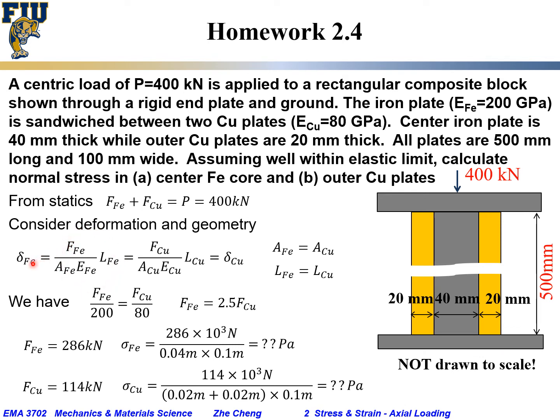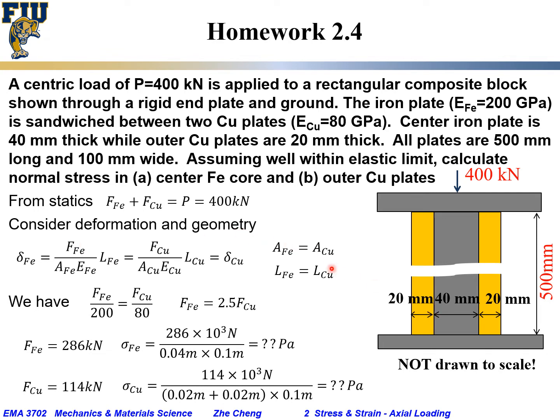The absolute change in length for the center iron piece must be the same as the absolute change in length in the copper piece, which is FCU, the internal axial force within copper, divided by the normal cross-section area for copper, divided by the elastic modulus for copper. So this is one more relationship that we can get after we consider deformation. Same deformation, assuming the deformation is well within elastic limit where Hooke's law can be applied. That's one. The other one is from the geometry point of view.